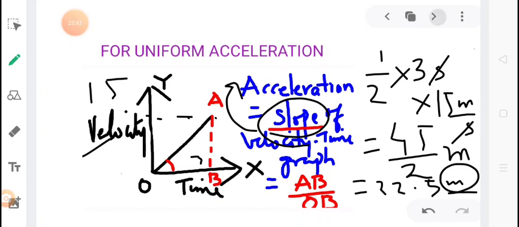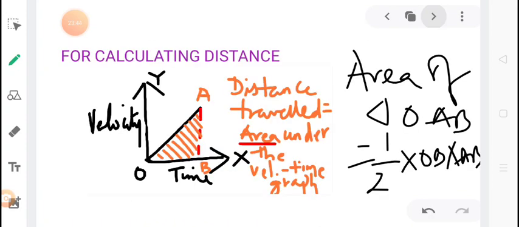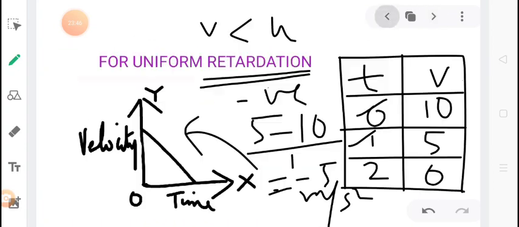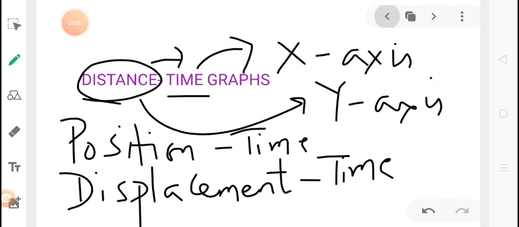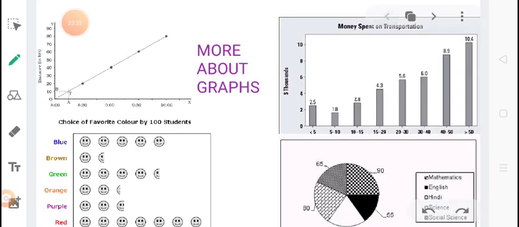So I will like to end my discussion at this point, and I hope you will be practicing different types of graphs by using different values from your side. Practice more graphs using graph papers, and from our next class we will start solving numerical problems.